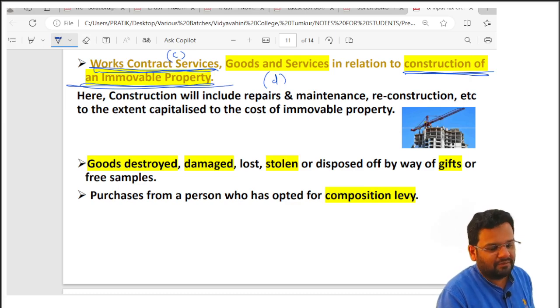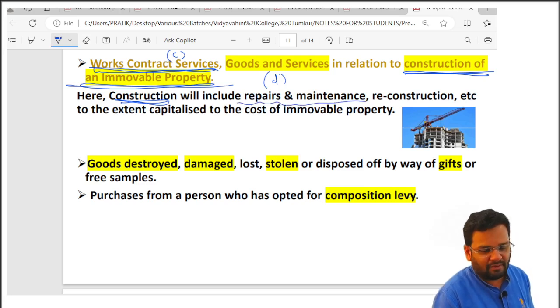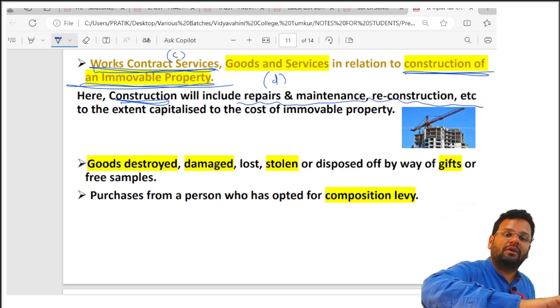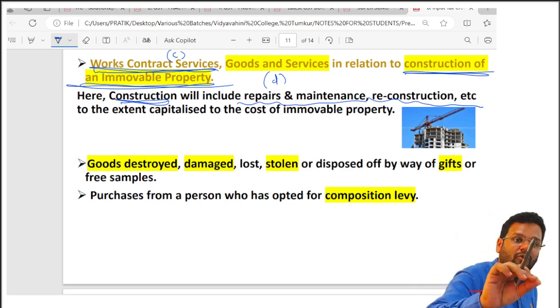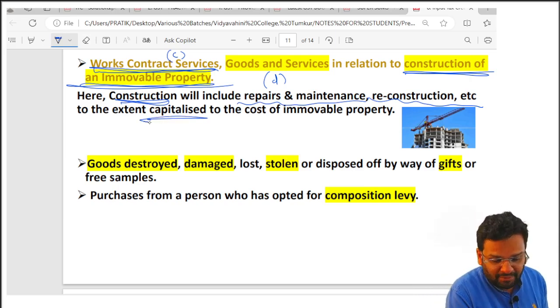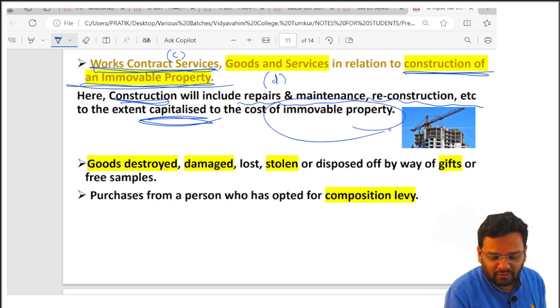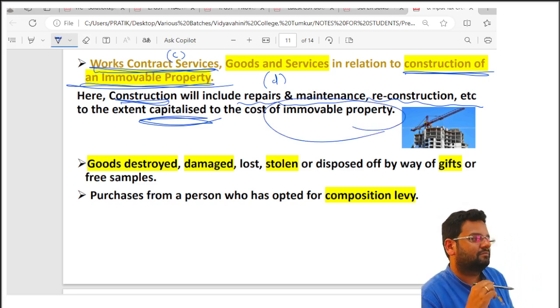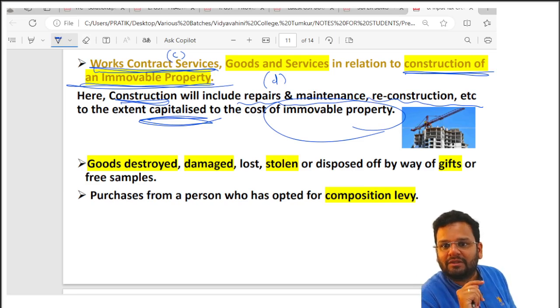What is the point? Construction will include repairs and maintenance, reconstruction, etc. You call it whatever you want. We are not bothered with what you call it. But what is the treatment that you are giving? You are capitalizing to the cost of immovable property. Means it is going where? It is going to the cost of building in the balance sheet. We don't want to give you ITC on this.